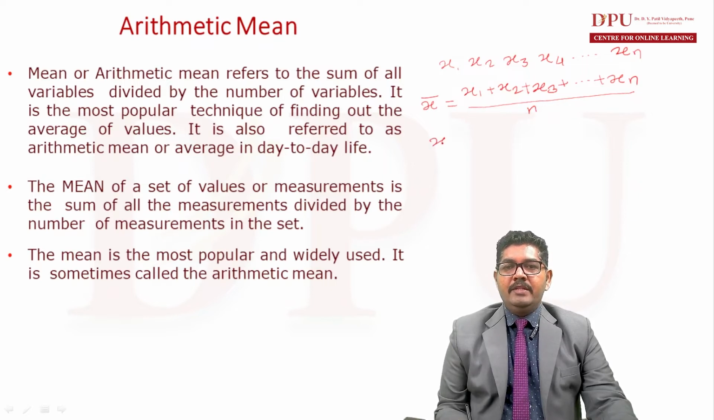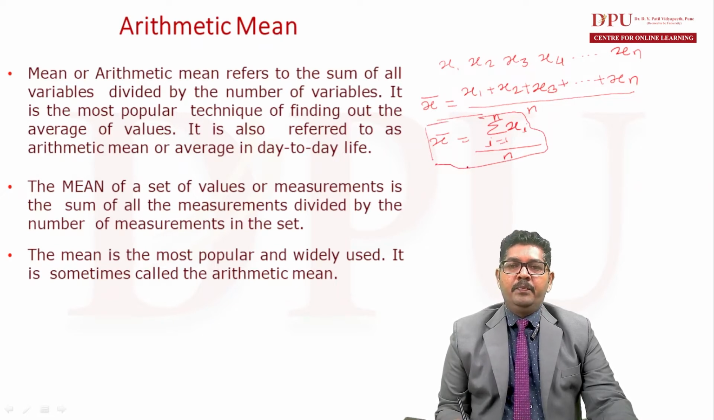So this can be written as x bar is equal to, now this addition x1 plus x2 plus x3 up to xn is written as summation of xi, where i is running from 1 to n. This particular notation is called summation. So summation of xi, where i runs from 1 to n, divided by n. This is the formula which we use to calculate the arithmetic mean.